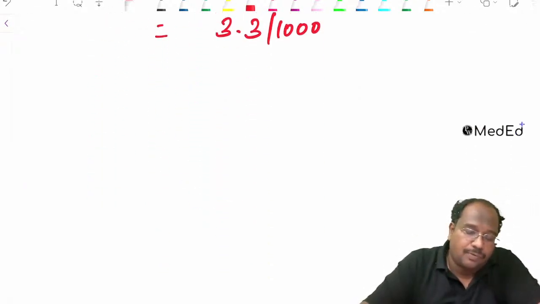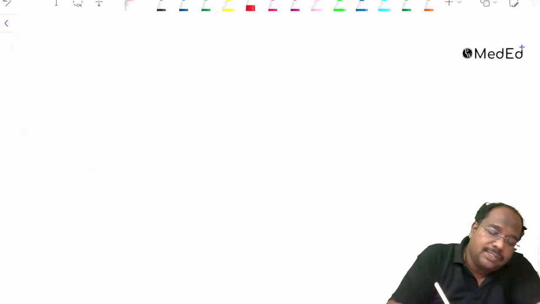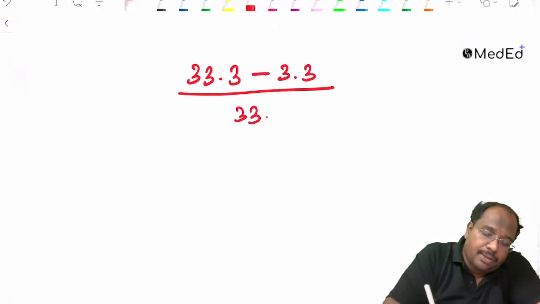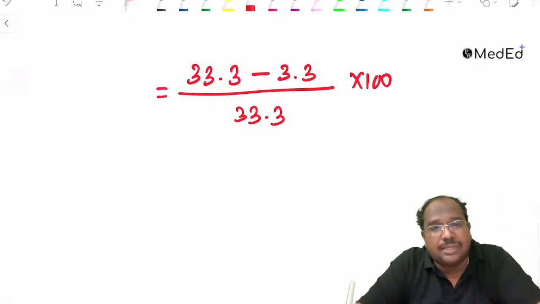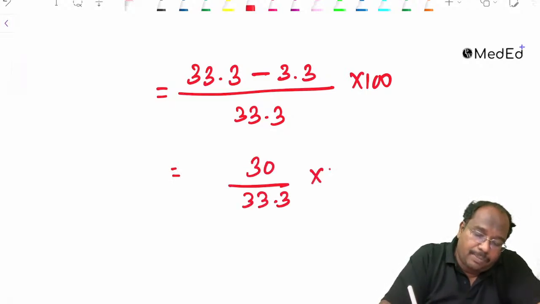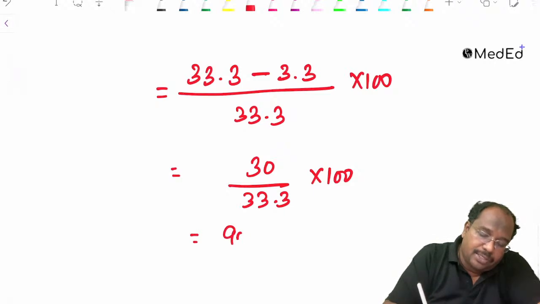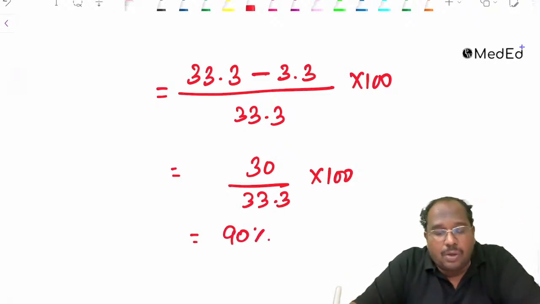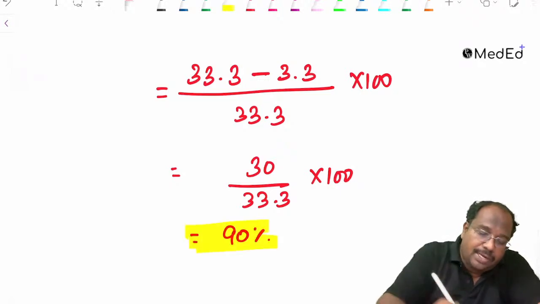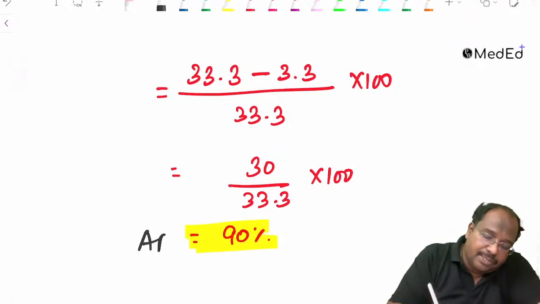So let us substitute in the formula. The formula is incidence among exposed 33.3 minus 3.3, divided by 33.3, multiplied by 100. It comes in percentage. So 30 by 33.3 multiplied by 100 comes as 90%. So the attributable risk is 90%.